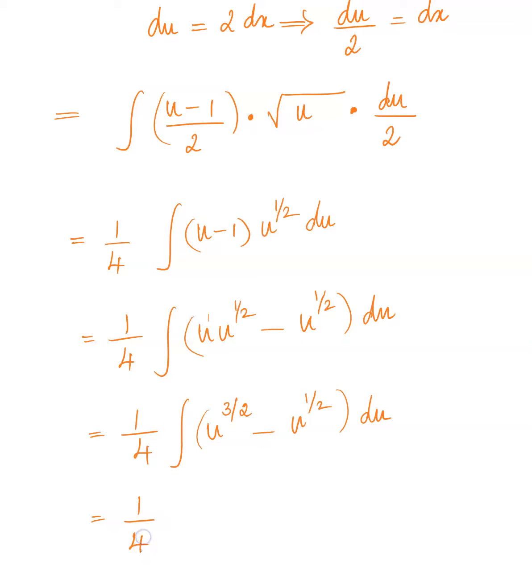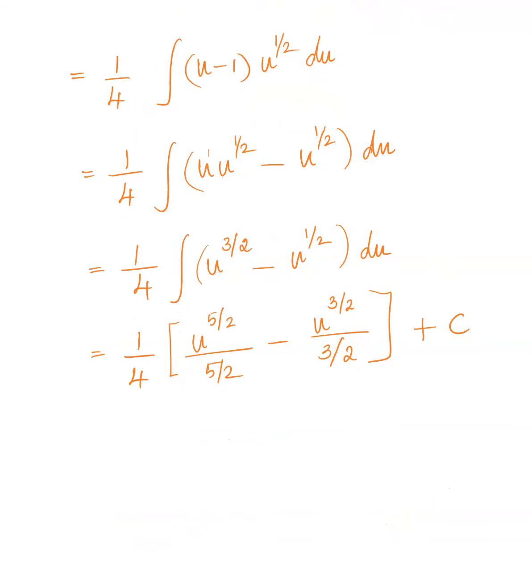Alright, so that means we have 3 over 2 plus 1 will be 5 over 2, over 5 over 2, minus half plus 1 is 3 over 2, over 3 over 2, plus c. Okay, this plus c is so convenient. When you have the definite integral, you have to plug in the numbers, the top integral minus the bottom integral. It will be a little more challenging there. Alright, so we have 1 over 4, 2 over 5.